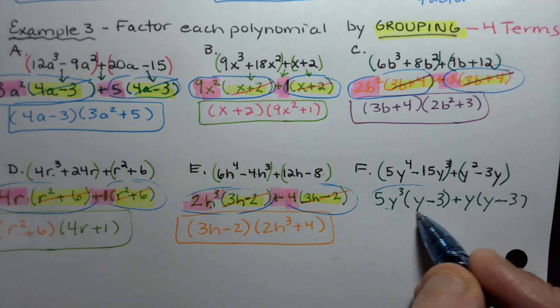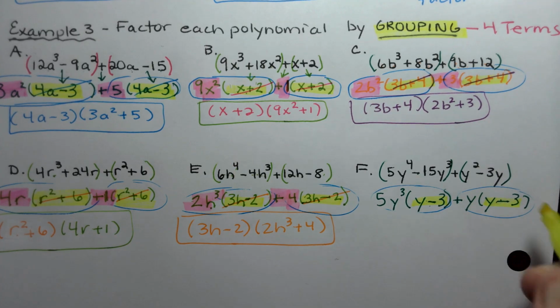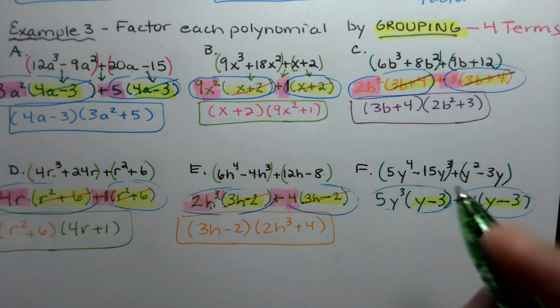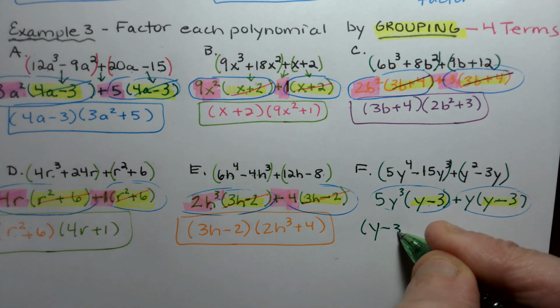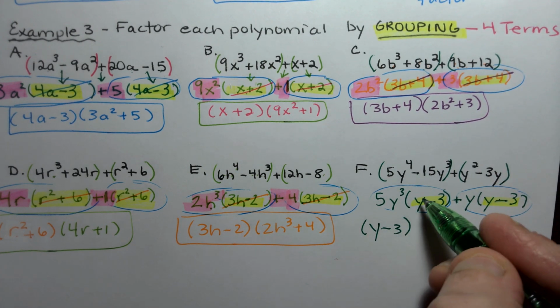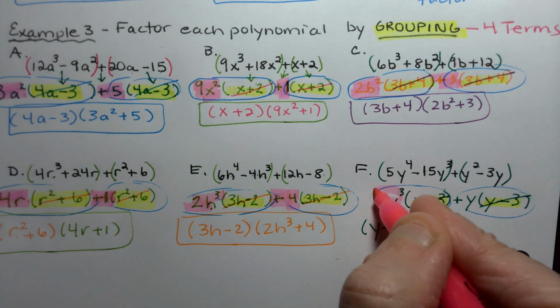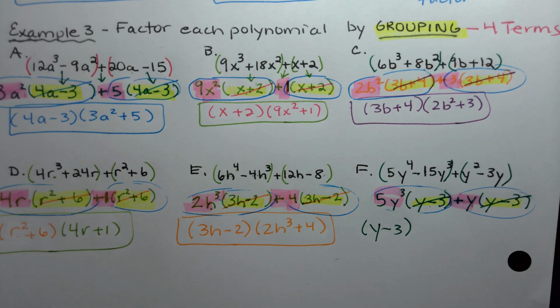Here's our two big terms. We notice those are the same. So those come out front. We now see what's left. Oops, I didn't cross them off. We see what's left. 5y to the third plus y.